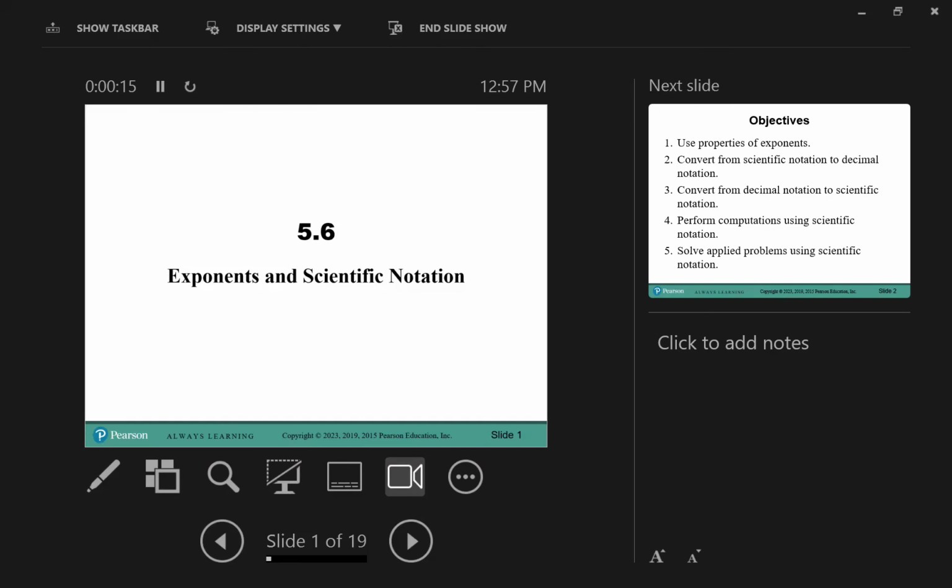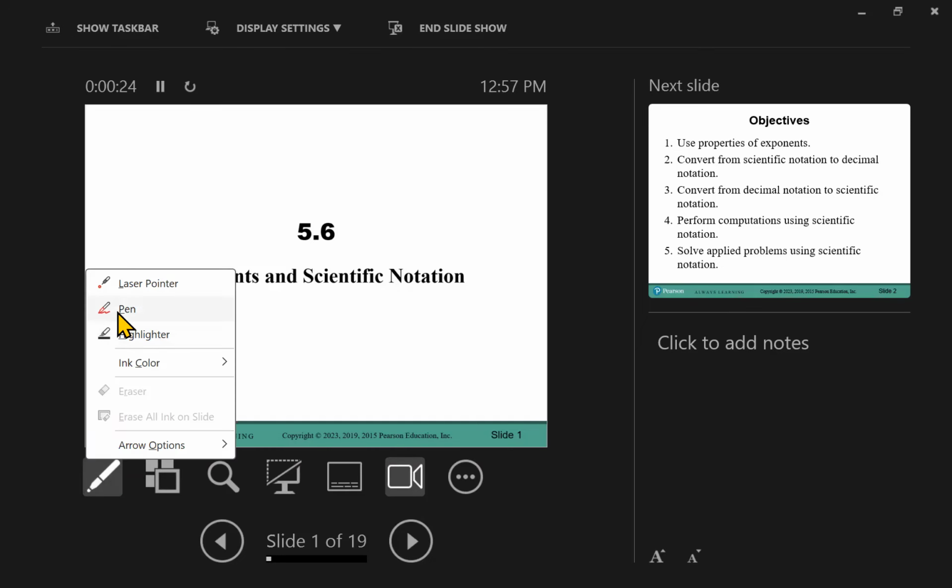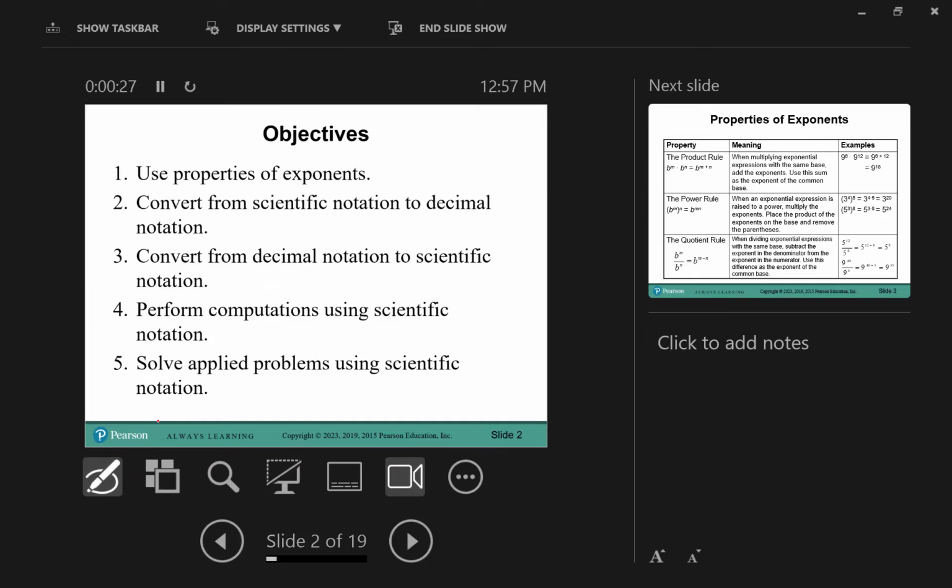Okay, welcome in. We're in Module 6 right now, and this is on exponents and scientific notation. So let's dive into it. We are going to go through these objectives. We'll use the properties of exponents and convert from scientific notation and decimal notation, and then back. And then we'll perform computations using scientific notation and solve applied problems using scientific notation. So we'll start by talking about properties of the exponents.